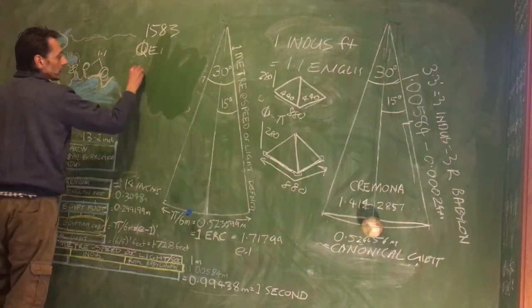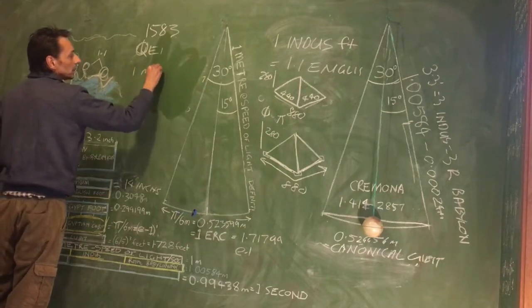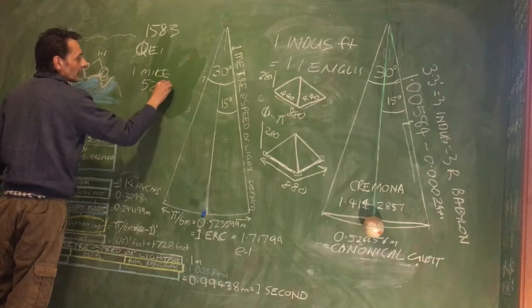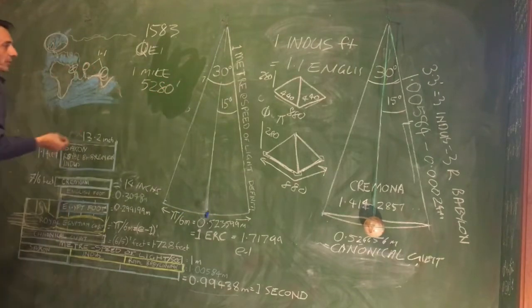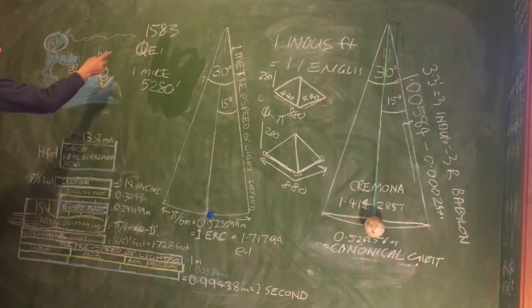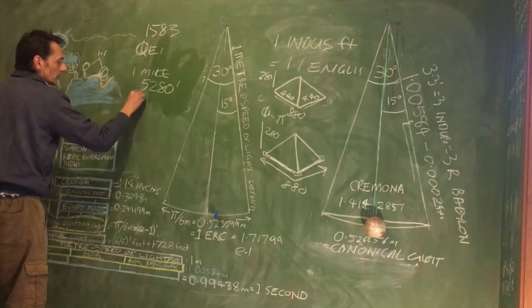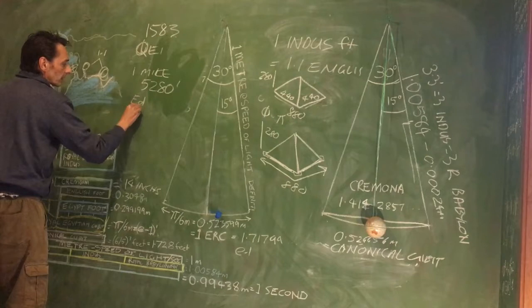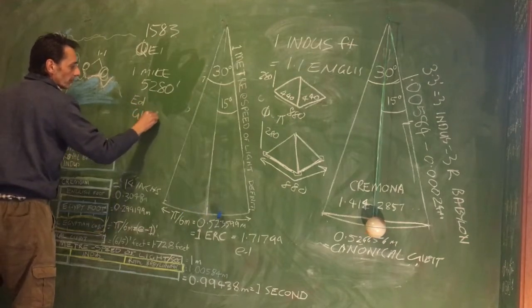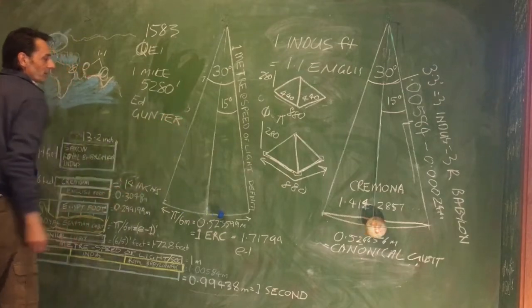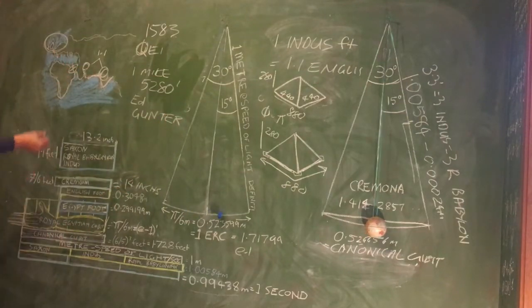So 1 foot, okay, 1 mile equals 5,280 feet. The definition we have now. This goes back to 1583, Queen Elizabeth I and Edmund Gunter, clergyman, astronomer, geometrician. He's the one who, that's when officially this was brought in.